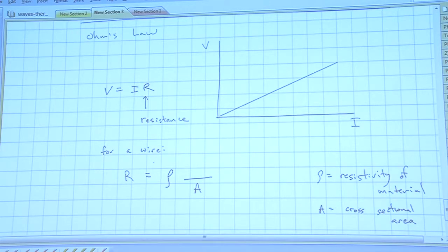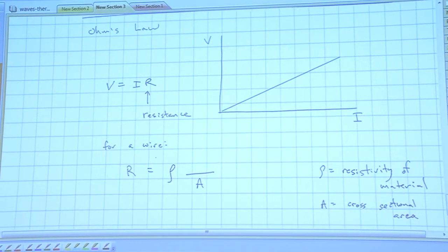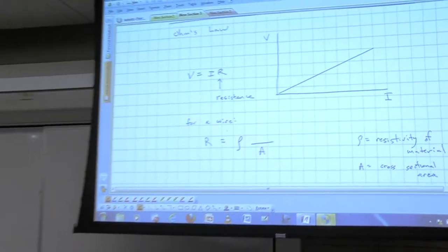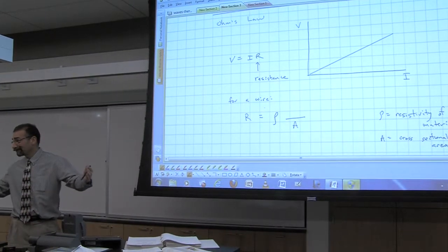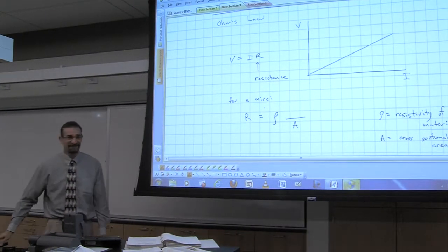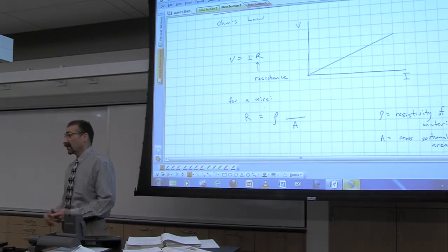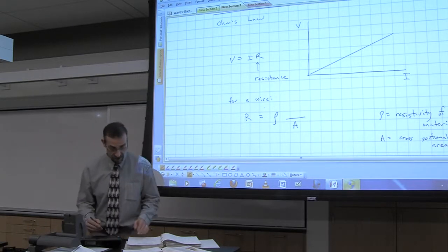And one more thing, what would make it harder or easier to flow water through a pipe? The length of the pipe, that's right. Yeah, the longer the pipe, the harder it is to force the water all the way through it. Same here.